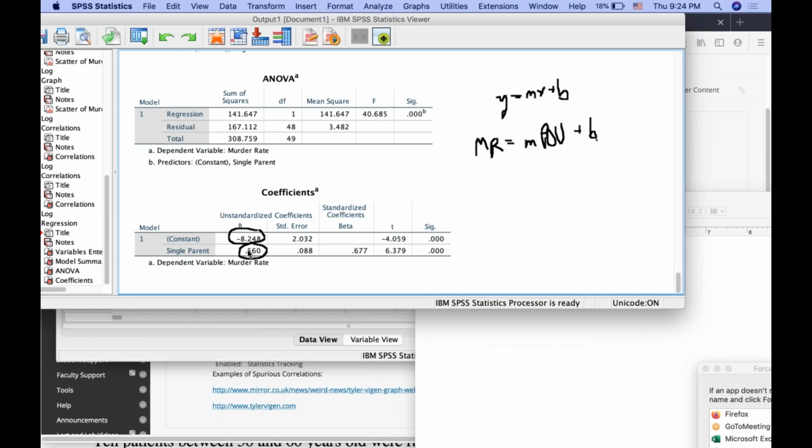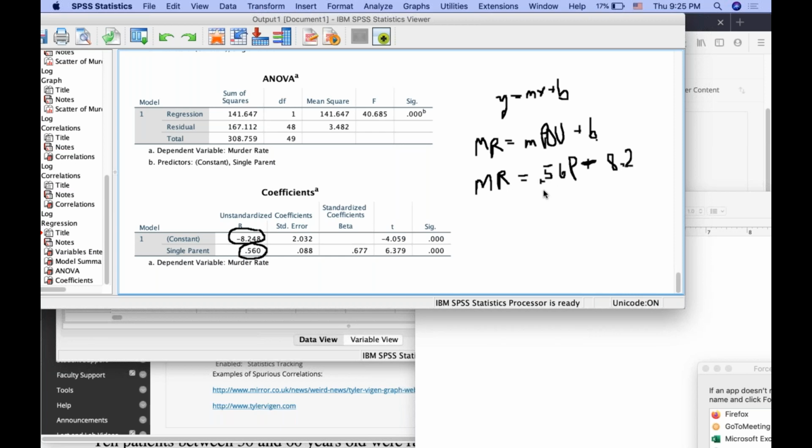Okay, it's a positive number. Why is it a positive number? As the rate of single parent households goes up, the murder rate goes up as well. So our formula is the murder rate is equal to the slope, which is 0.56, times the single parent rate plus the y-intercept, which actually turns out to be a minus 8 point, I'm going to call it 8.2. I'll round it down to 8.2.